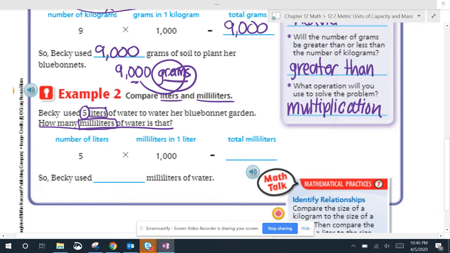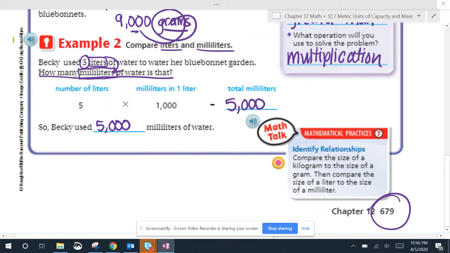Now, again, I'm changing liters to milliliters. I'm going from big to small. So I'm going to be multiplying 5 times 1,000 because there are 1,000 milliliters in 1 liter. So my total number of milliliters is 5,000. So Becky used 5,000 milliliters. Now, if I was solving the problem in my Google Forms, I would want to write 5,000, then the units, which is milliliters. Again, if you don't write it correctly and have units, it will be marked wrong.